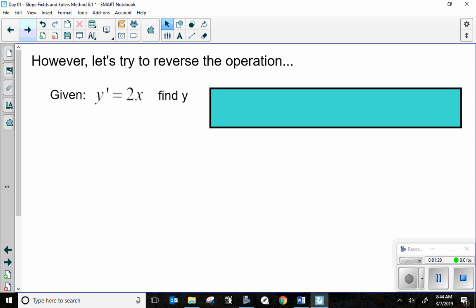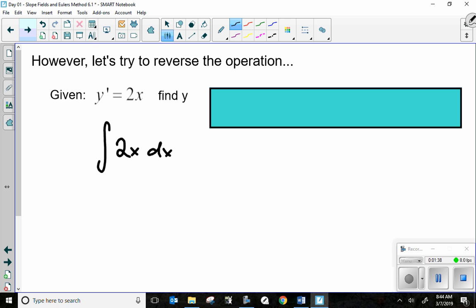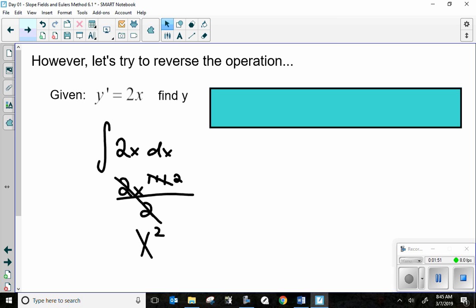All right, well, my rules of integration tell me if I have the derivative and I want the original equation, I integrate 2x dx. I take 2x, I add 1 to my exponent, that becomes a 2, and whatever that sum is, I divide by that. My 2's cancel. I get x squared. So if I go backwards from 2x, I get x squared.